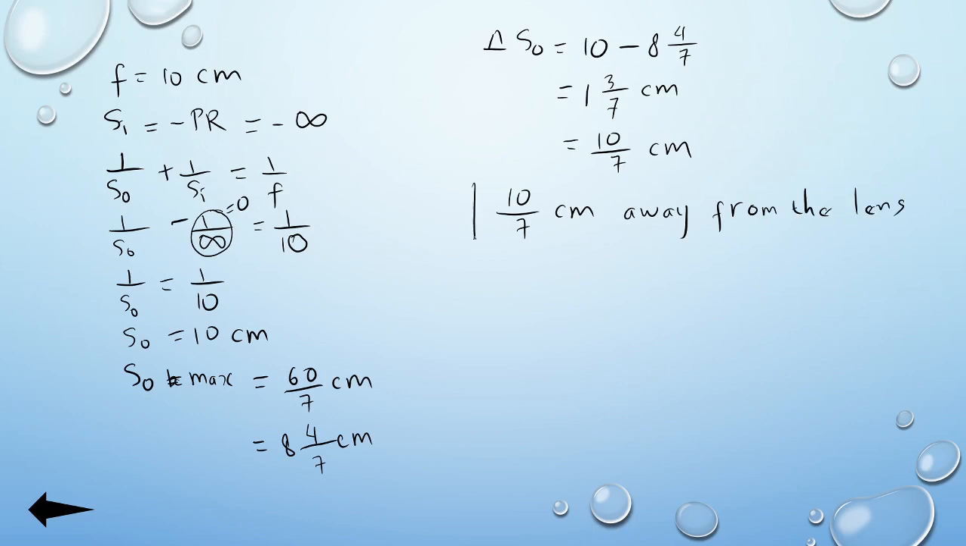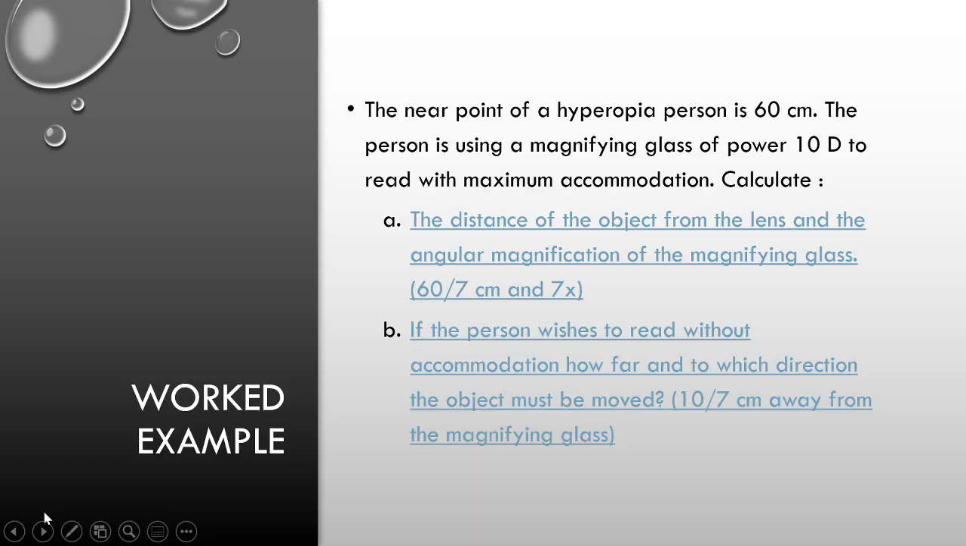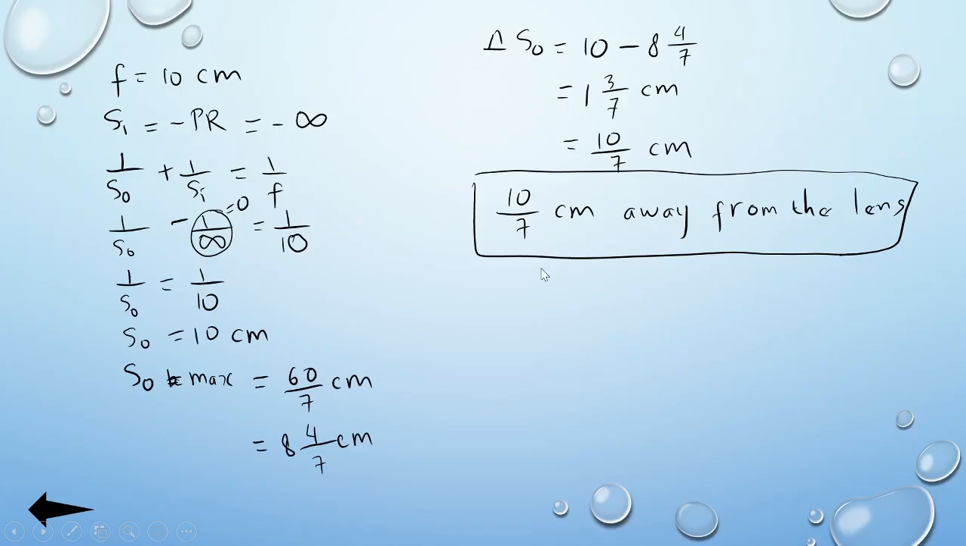Now let's try to check our answer with the answer key provided in the problem. The answer is 10 over 7 centimeter away from the magnifying glass. So we have the correct answer, 10 over 7 centimeter away from the lens. The lens is the magnifying glass.